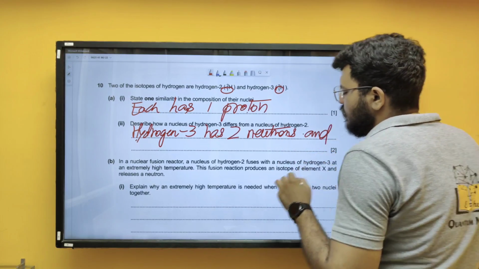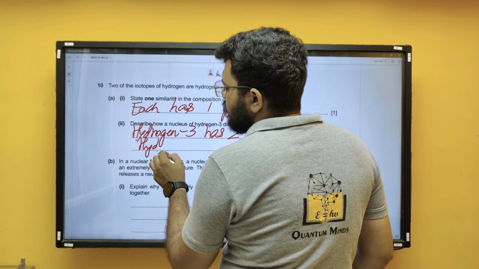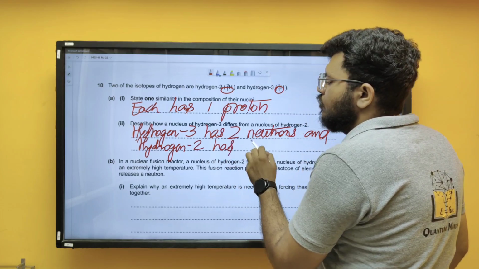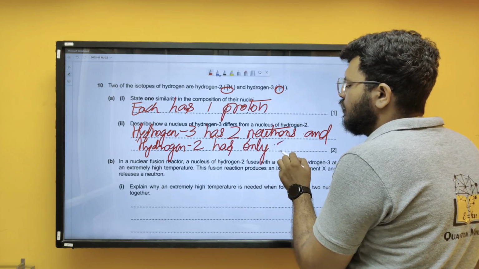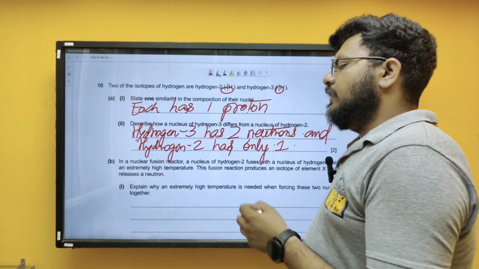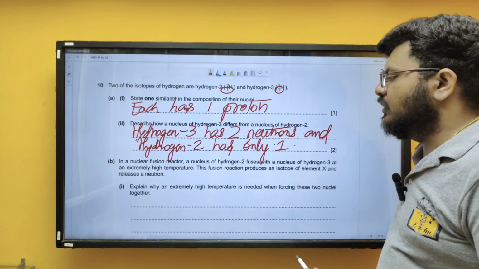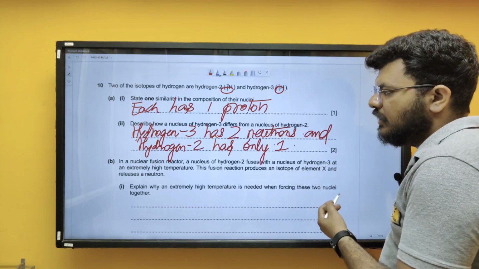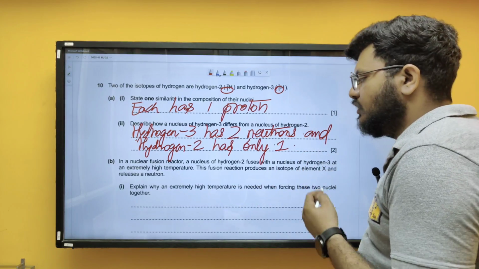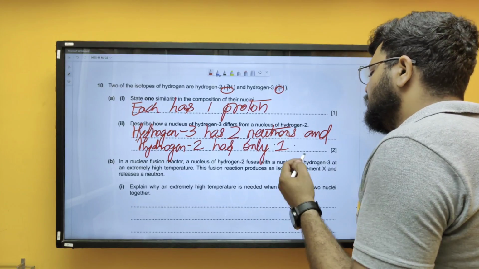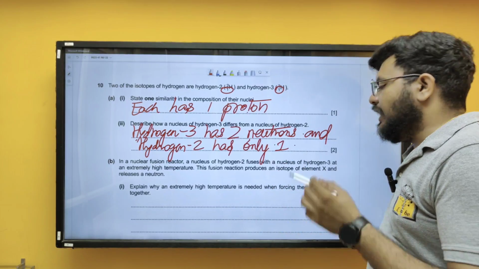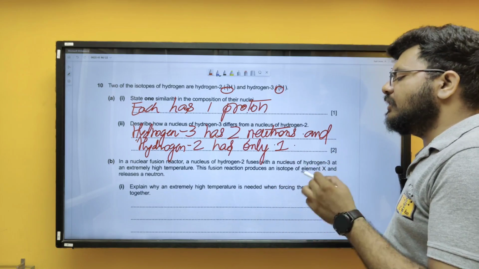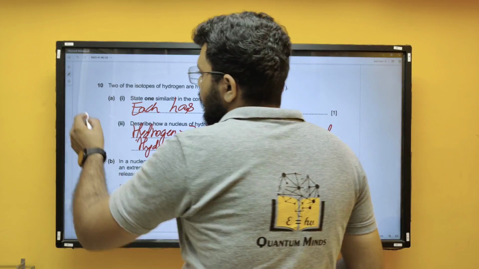and hydrogen 2 has only one, right? In a nuclear fusion reactor, a nucleus of hydrogen 2 fuses with the nucleus of hydrogen 3 at an extremely high temperature. This fusion reaction produces an isotope of element X and releases a neutron. Explain why an extremely high temperature is needed when forcing these two nuclei together.